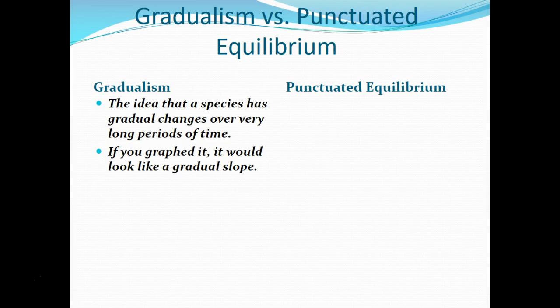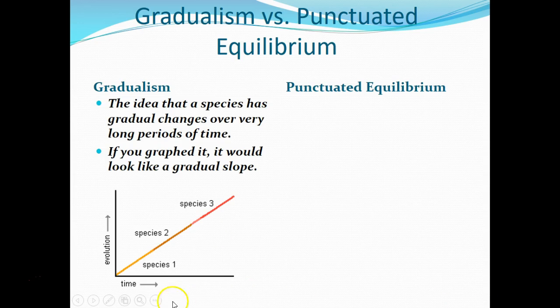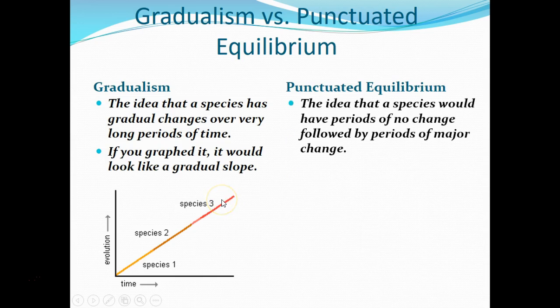Gradualism versus punctuated equilibrium. Gradualism is the idea that most scientists viewed as how a species evolves. They thought that this is a process that takes very, very long, millions of years. And if you graphed gradualism, with the change in the species on the y-axis and time on the x-axis, it's going to look like a pretty shallow curve, maybe even more shallow than this. So it's a gradual change in species over long periods of time.